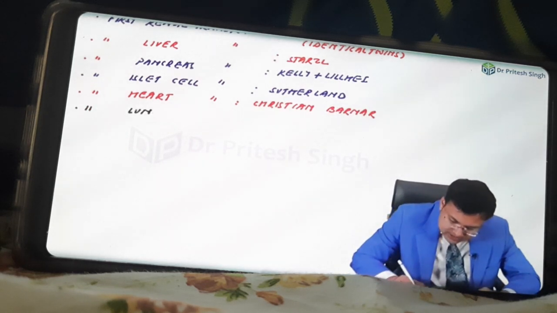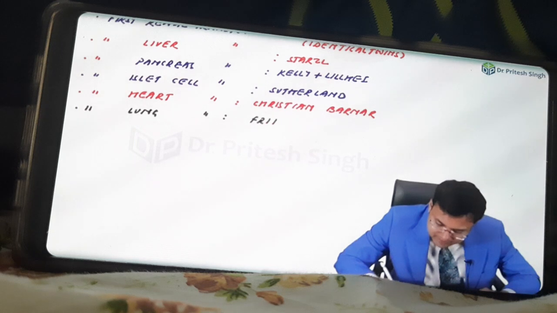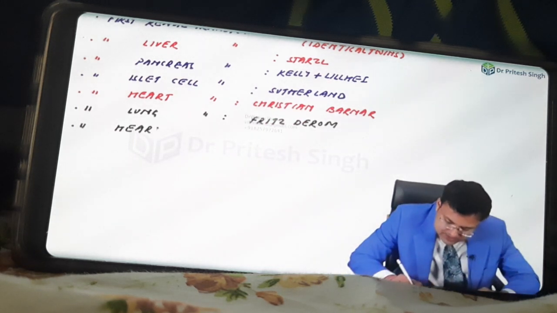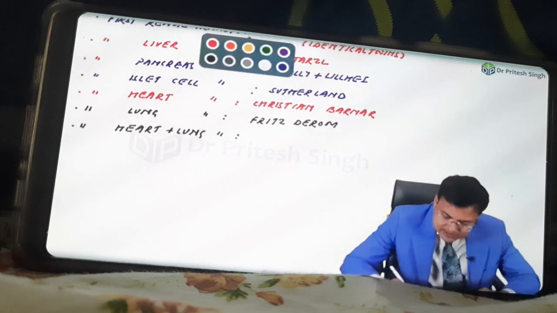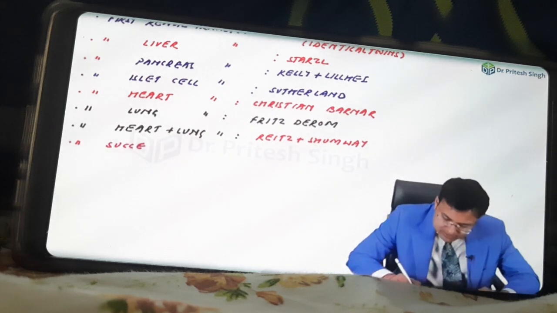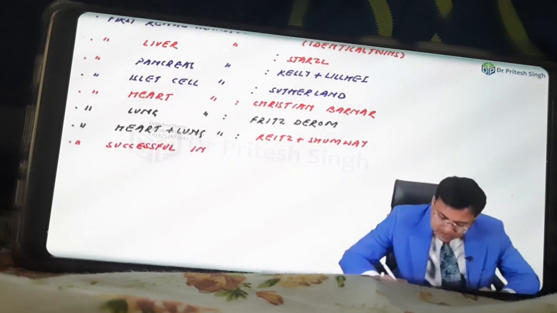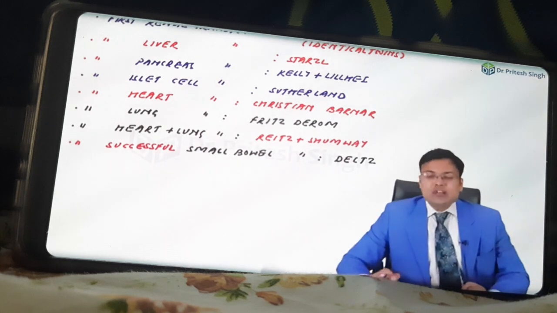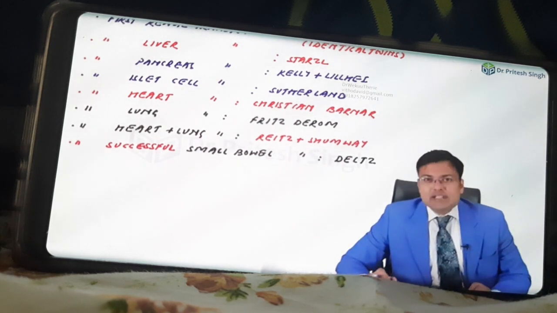Who performed the first heart transplantation? This was performed by Christiaan Barnard. Who performed the first lung transplantation? It was performed by Fritz Derom. Who performed the first heart plus lung transplantation? Two surgeons were there, Reitz and Shumway. And be careful, who performed the first successful small bowel or intestinal transplantation? It was performed by Deltz and colleagues. So this is the history of transplantation. Lots of one-liner questions are asked.